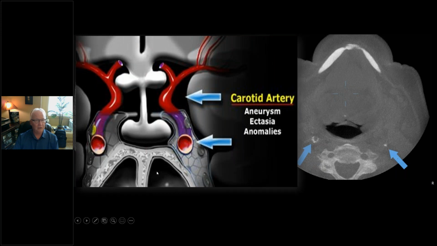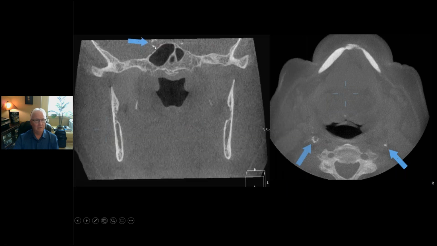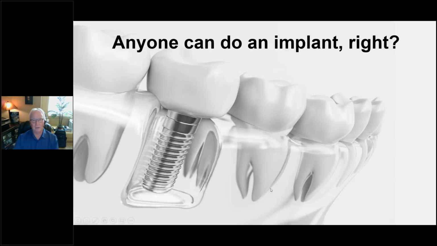This is the sphenoid sinus. This is the pituitary gland. The carotid artery comes up past the condyle medially, then bends forward and goes up again. And I see all these calcifications all the time. So we'll go into that in a little bit.